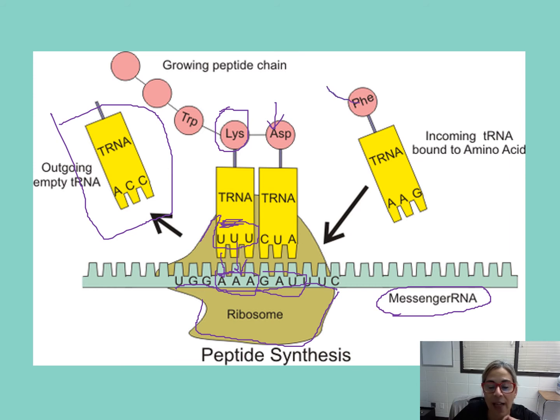UUC codes for phenylalanine. Okay, so you never want to look at your codon chart in your data booklet and go from your tRNA. That codon chart is mRNA, and that's the one that you have to look at in order to decide which amino acids are being put together in that polypeptide chain.